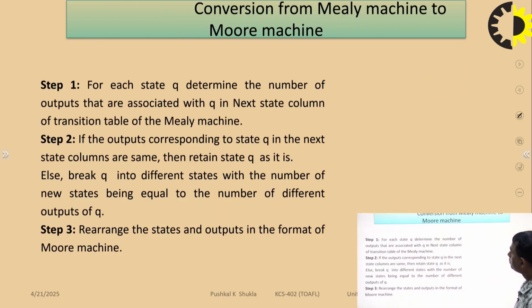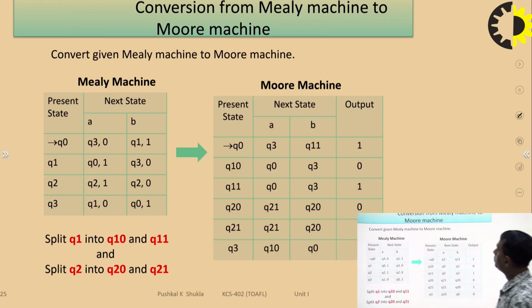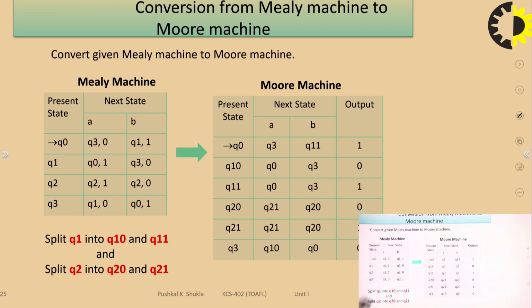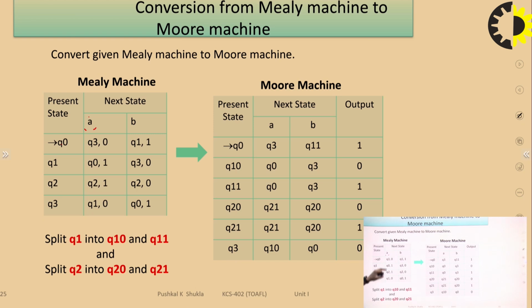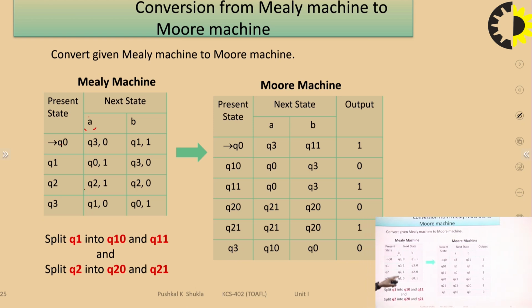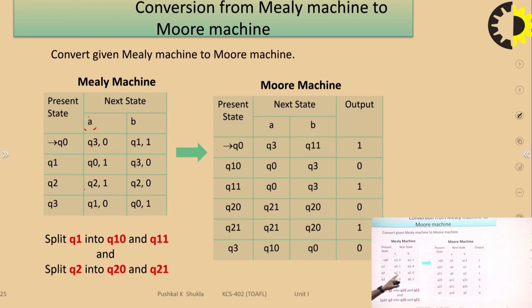transition table. Now, the question is how to convert a Mealy machine to a Moore machine. See with the examples. So this is the Mealy machine. The present states are Q0, Q1, Q2 and Q3, and the next state on input A is Q3, Q0, Q2, Q1 and correspondingly the output is 0, 1, 1, 0. After taking input B, the next states will be Q1, Q3, Q2 and Q0 and the outputs associated are 1, 0, 0, 1.